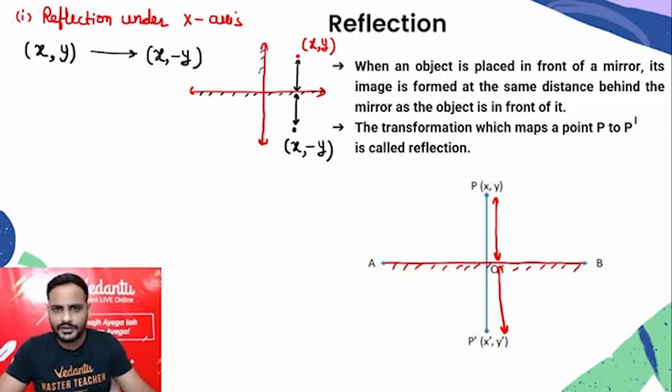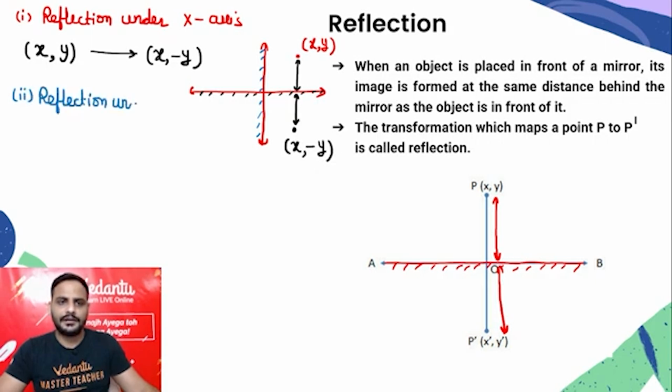Suppose we do the reflection under the y-axis, so this time the mirror is the y-axis. Second one, reflection under y-axis. If we do the reflection under the y-axis, whatever distance we have this point from the y-axis, at the same distance we'll have its image as well.